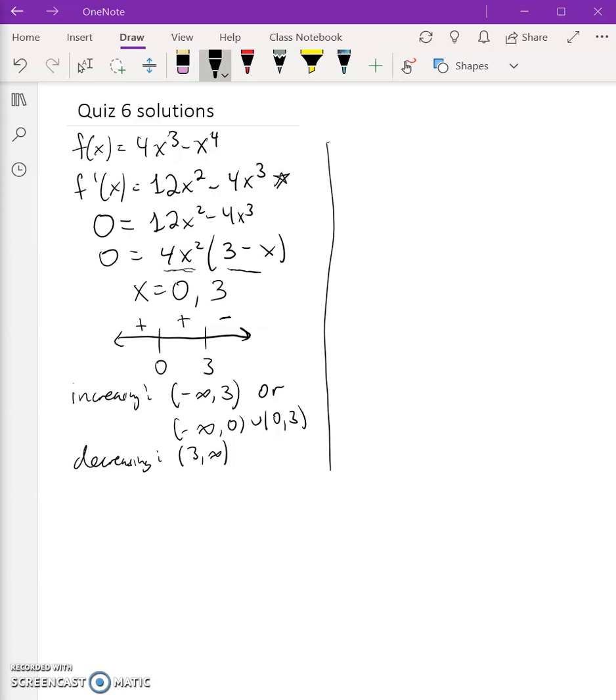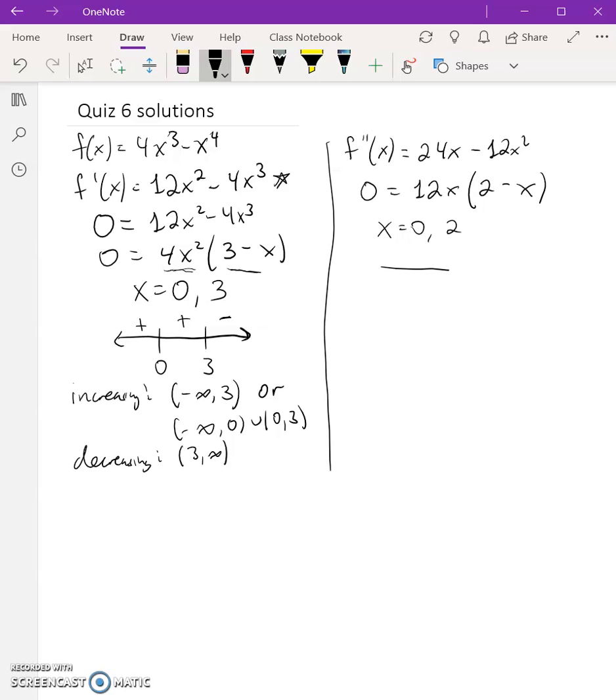Now, if we move on to the next group of questions, we have concave up and concave down, questions 3 and 4. That requires us to use our second derivative. The second derivative is going to be 24x minus 12x squared. Again, we see where this is undefined and where it equals 0. It is defined everywhere, so we simply factor out a 12x and we're left with a 2 minus x. We set each part equal to 0, so we get x is equal to 0 and 2. Now we create a number line with just these numbers of 0 and 2. We plug things in and see if it's positive or negative.